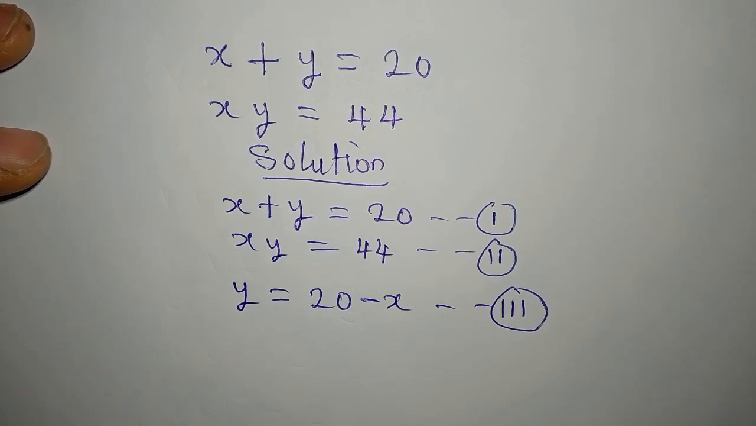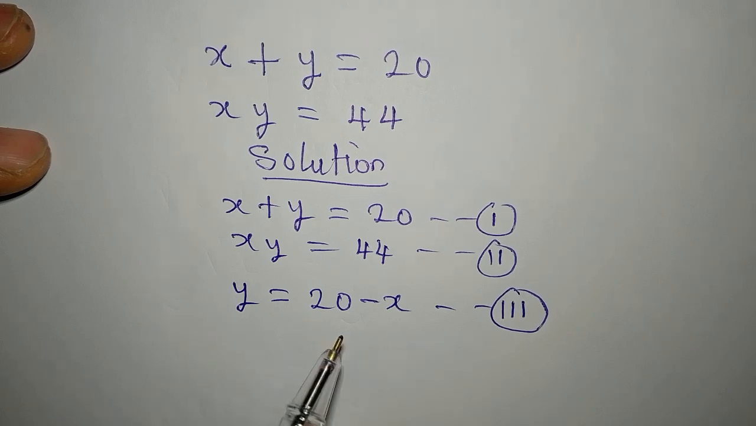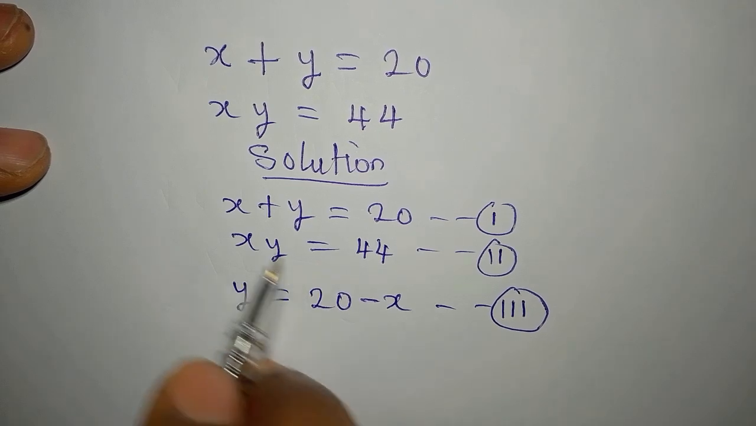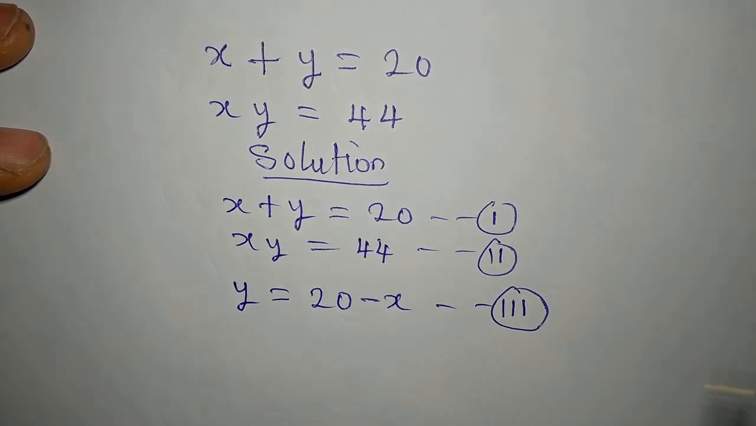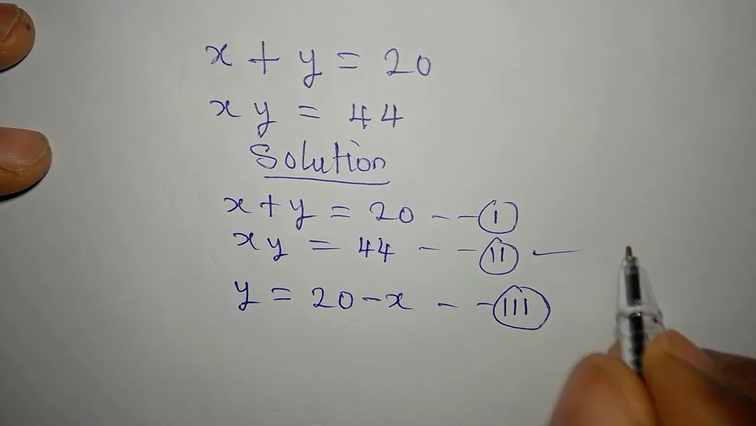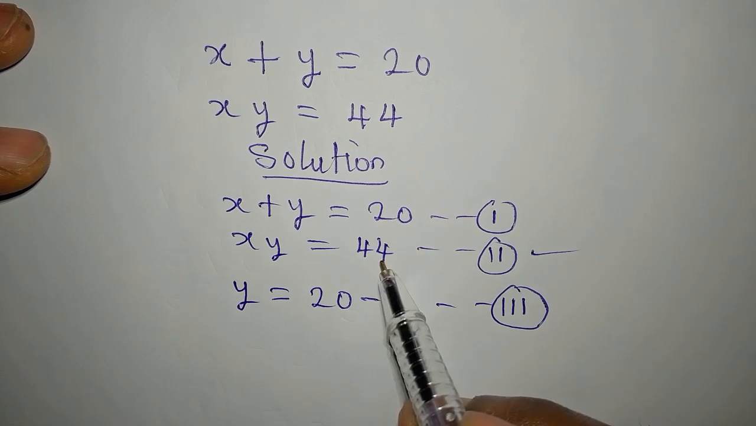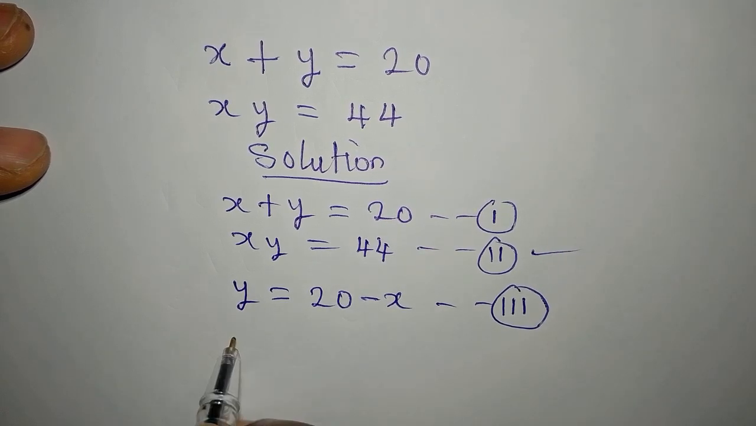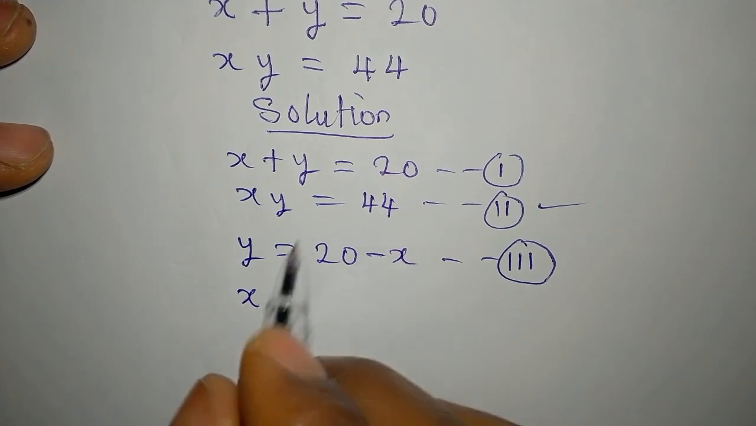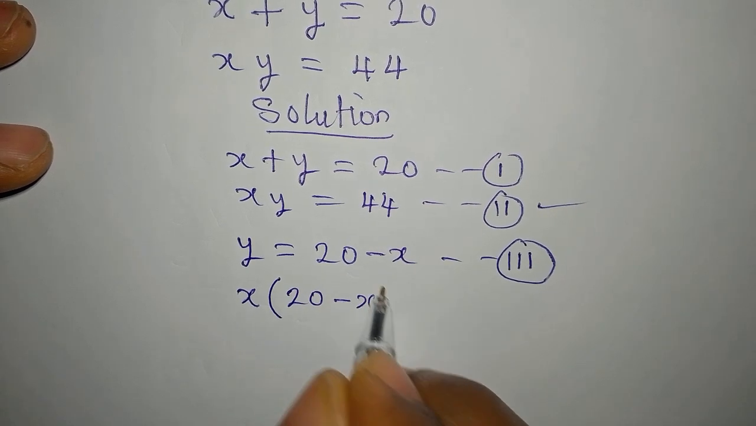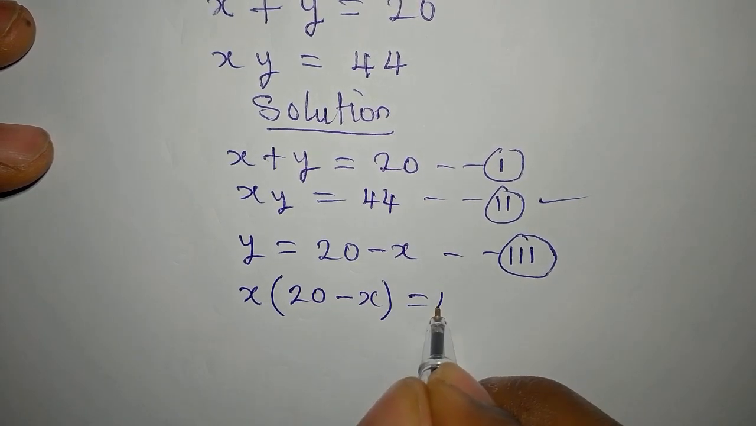Now, notice something. This equation 3 came from equation 1. So don't put this back into equation 1. What we'll do is to put this straight into equation 2, because we have not done anything with equation 2. So take this there, and in place of x, this x will come out. Then in place of y, we write this 20 minus x. Then this is equal to 44.